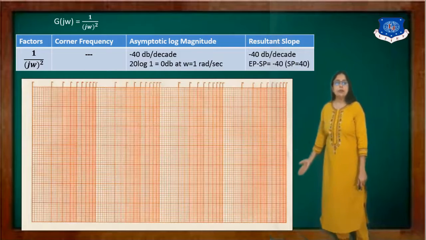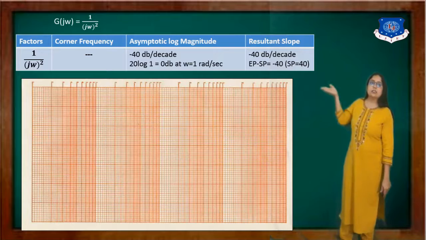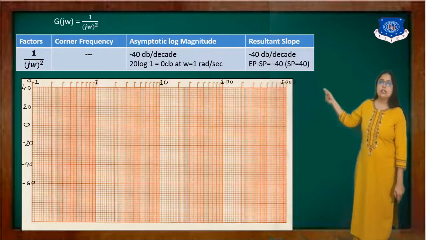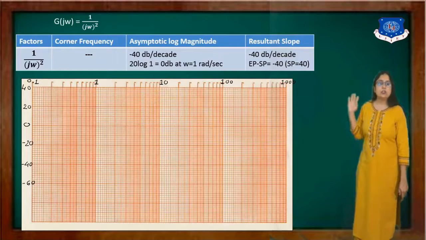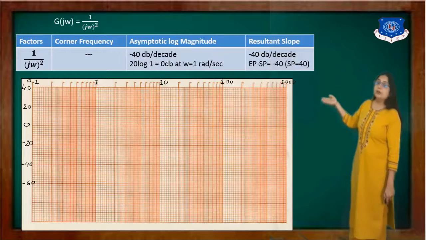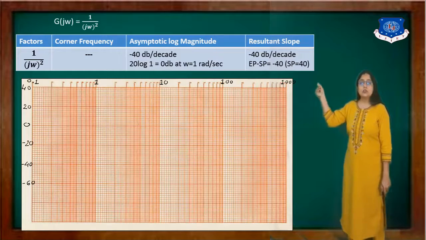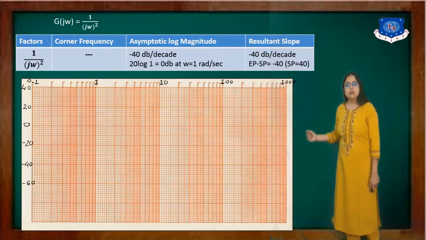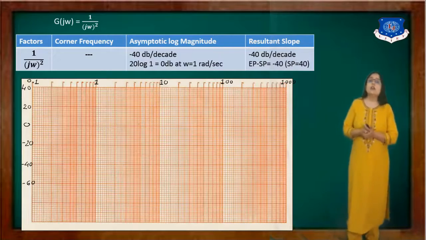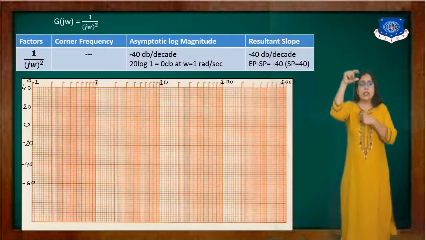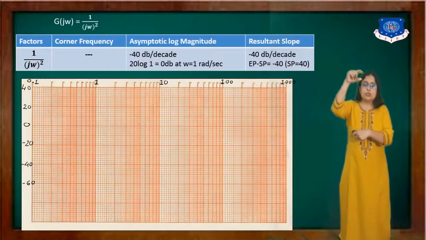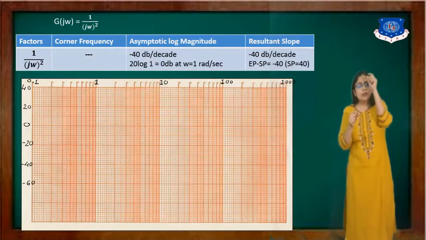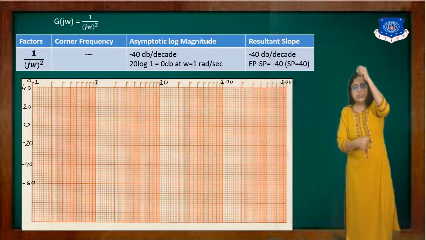This is our semi-log paper. In that, this axis is omega: 0.1, then 1, 10, 100, 1000 like that. And here my starting point is 40. That's why my first reading is 40 dB, then 20, then 0, minus 20, minus 40 and minus 60. Now you have to mark your first point and last point. My starting point is 40 and my end point is 0.